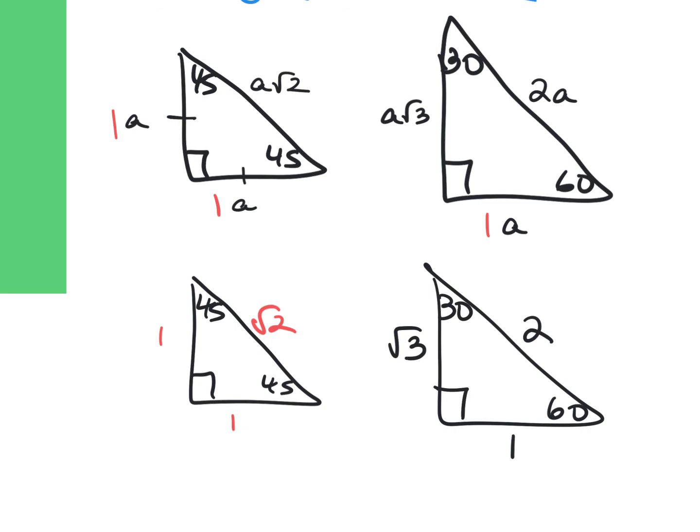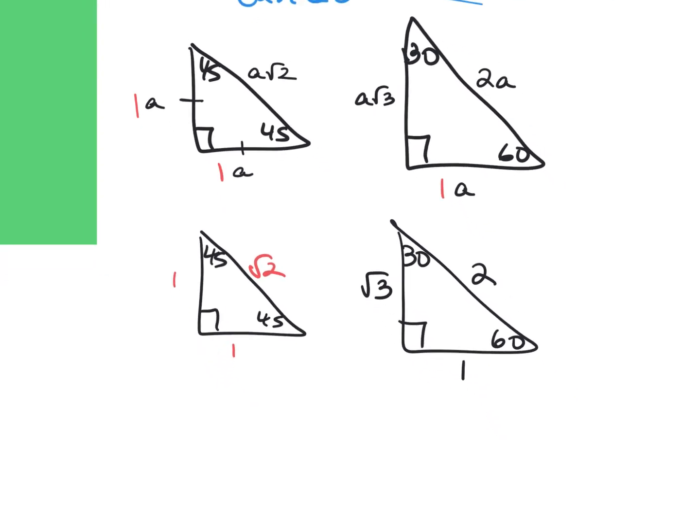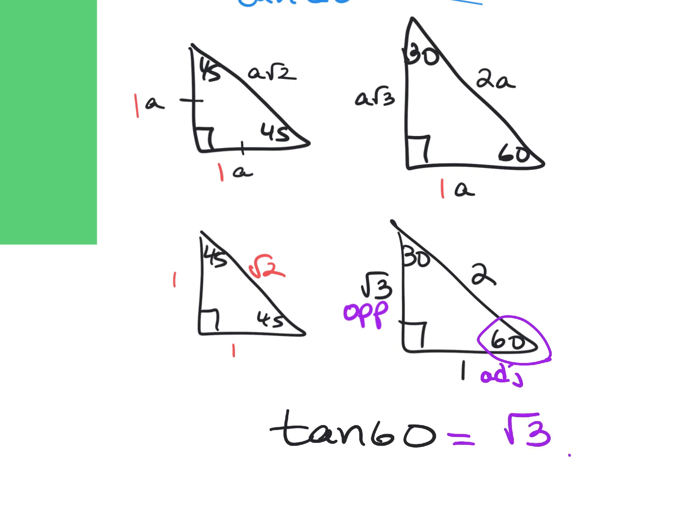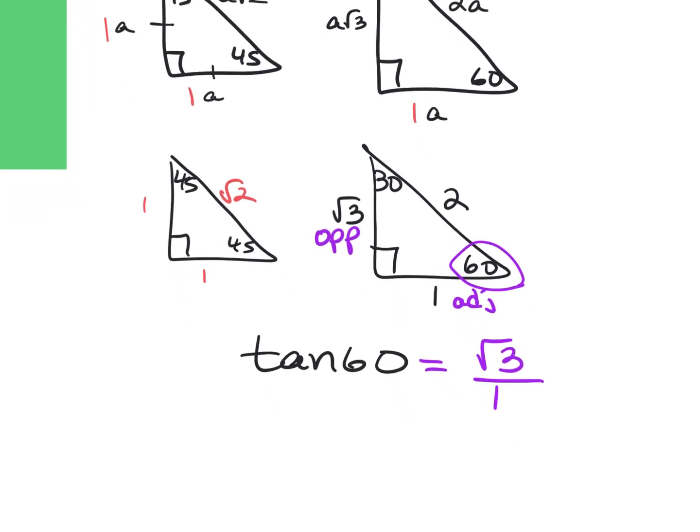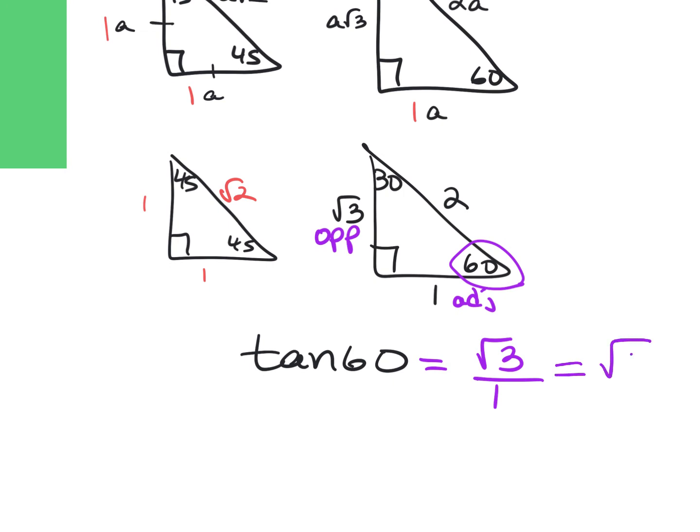And now, when it wants me to find the tangent of the 60-degree angle, let me come here to my picture. Here's my 60. My side opposite 60 is square root 3. The side adjacent is the 1. So now I'm going to put the square root of 3 over 1. So the tangent of 60 is just the square root of 3. If you tell me it's that crazy long decimal, you get it wrong.